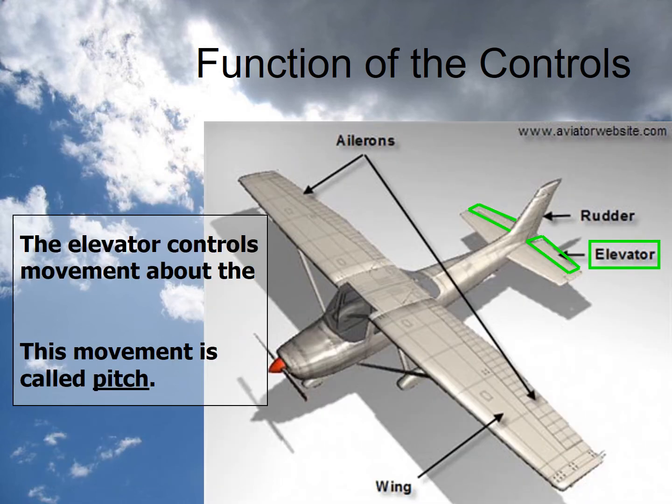We go to another primary control surface, which is now the elevator, usually found on the horizontal stabilizers. The elevator controls the movement along the lateral axis, and this movement is called the pitch movement. We have pitching down and pitching up. When the nose goes down, that means pitching down, and when the nose goes up, we are pitching up.